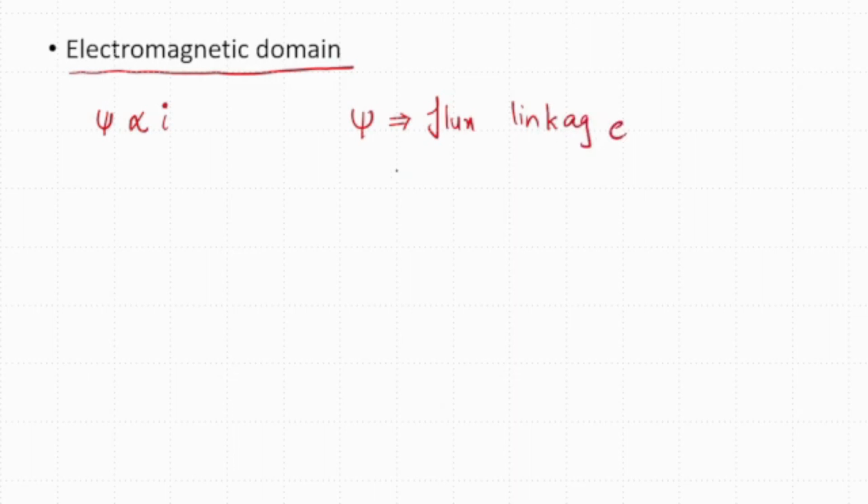Now let's get into the another domain which is electromagnetic domain. ఎలక్ట్రోమాగ్నెటిక్ డొమైన్ లో ఉన్నప్పుడు ఎలిమెంట్స్ ఎలా ఉంటాయి అంటే psi is directly proportional to I. What is psi representing? It is representing flux linkage and I is representing current. Both of them are what? Time variant. Therefore, psi is equal to Li.